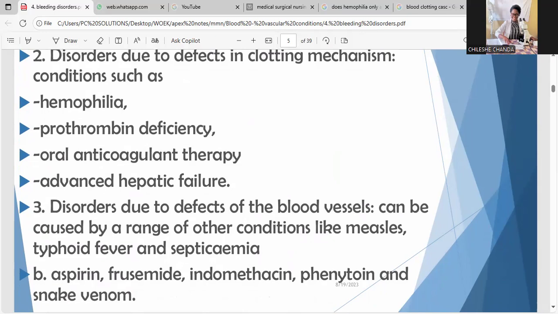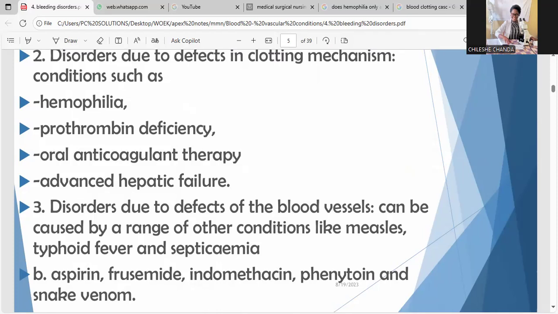Liver failure will lead to a person having bleeding disorders because the liver is the one that is involved in the production of a lot, if not all, of those clotting factors. So without any of them, it means the patient will be bleeding more than they should.